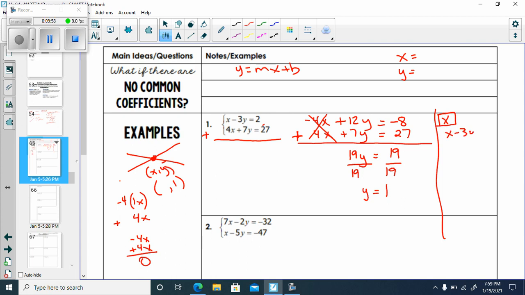x minus 3y equals 2. Let's plug in the y. x minus 3 times 1 equals 2. Negative 3 times 1 is negative 3. Okay, to get to x, let's add 3 to both sides. x is equal to 5. So our coordinates are 5, 1. Okay?